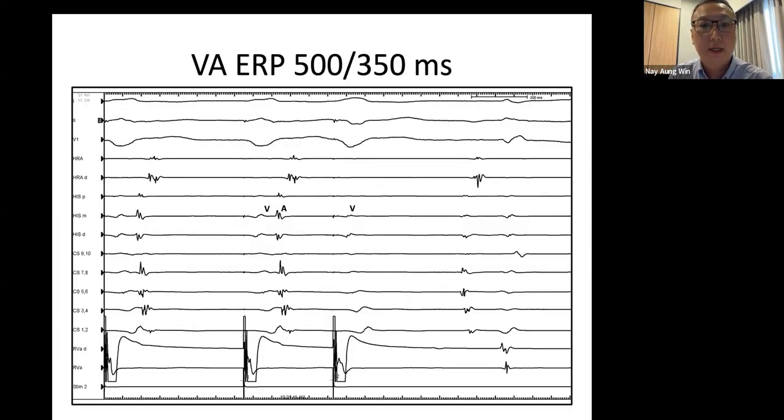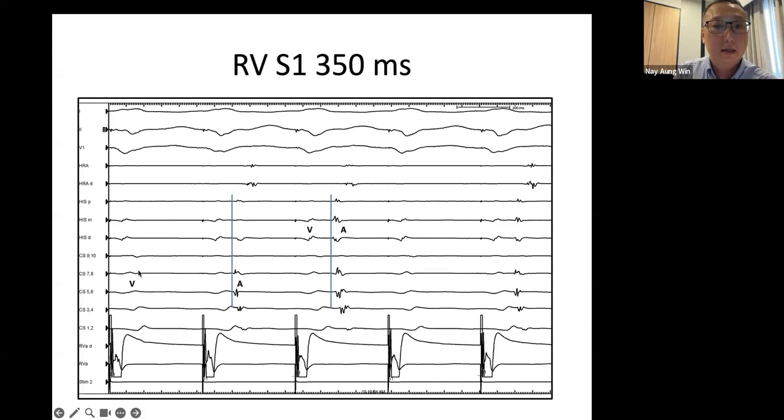And the retrograde steady, the fast pace beat, there's a VA jump, RSA at the CS 5-6. Second pace beat was block, and the third pace beat, there's an RSA at the His, so slow pathway and a fast pathway, I think.